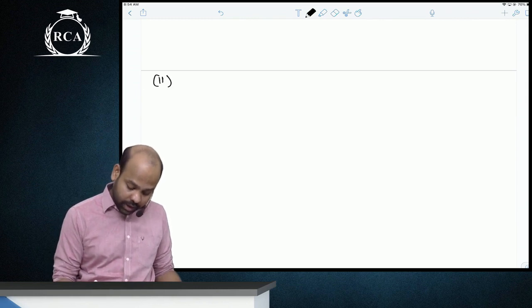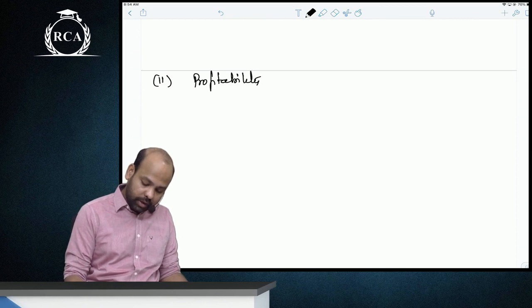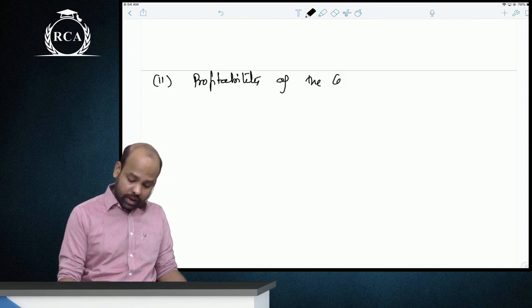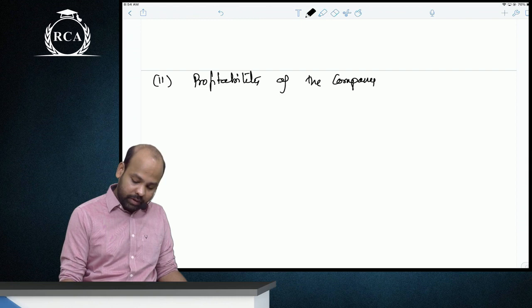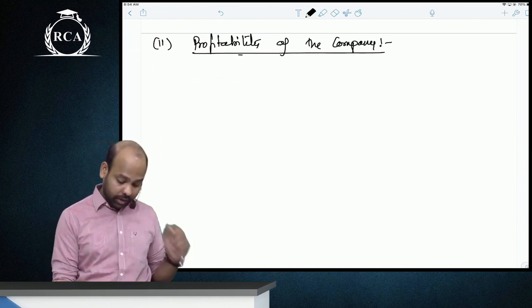What I'll do better is I'll compute profitability of the entire company, and then we can write all the three bits there. We will now talk about profitability of the entire company, and then we can answer all of them.